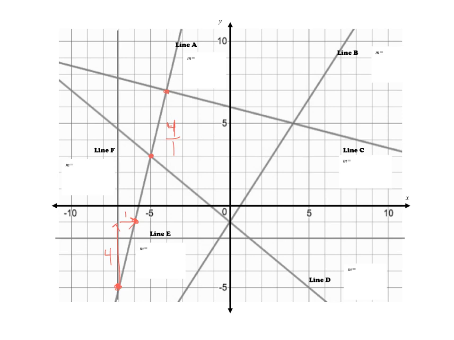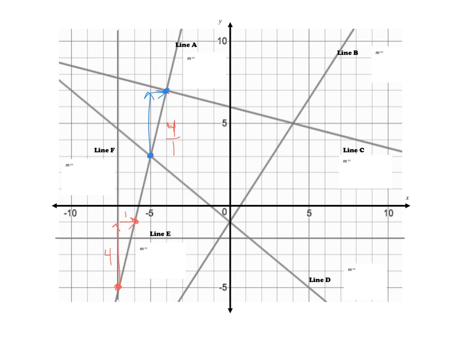Now, suppose we started at a different point. Would I still get 4? The answer is yes, right? Suppose I started here, and I decided to count from here to just the next immediate point. If you count it, you go up 4 and to the right 1 again.